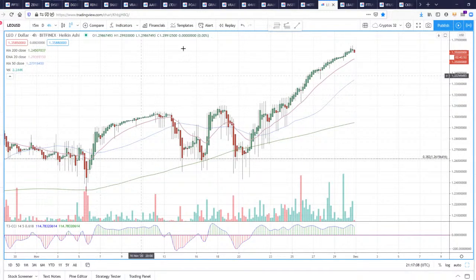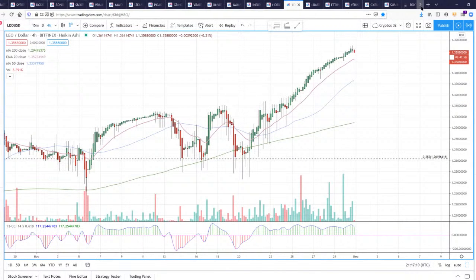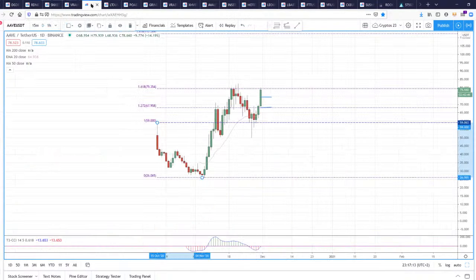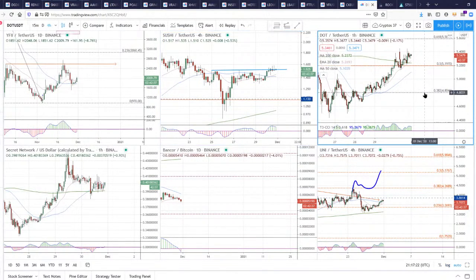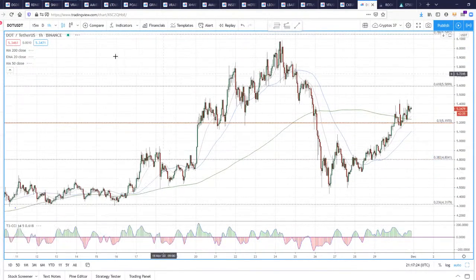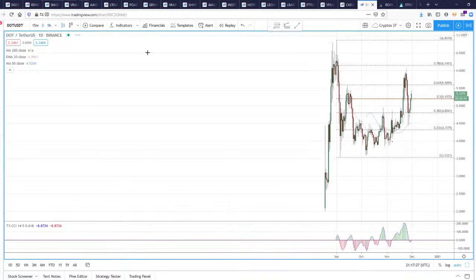Okay, I've done, let's see, lend. Done lend. Dot, YFI, and then YFII. Okay. Dot. This is a lovely chart, dot. Daily chart.